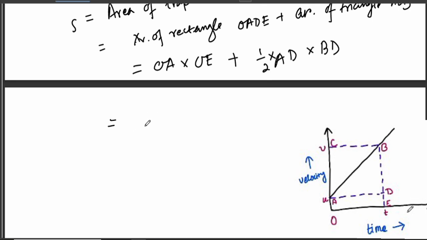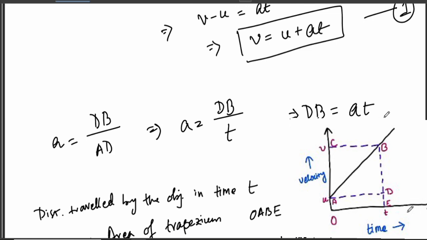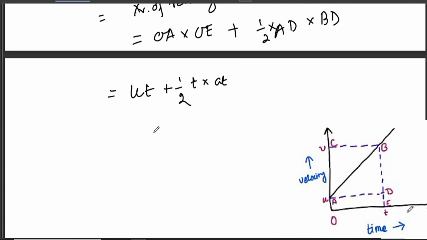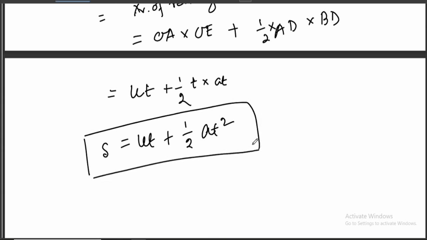So our OA was initial velocity u and OE was time t, plus half, AD is our t and BD is our at. So it will be s equals ut plus half at square. So this is our second equation of motion, s equals ut plus half at square. Now lastly we have to find v square equals u square plus 2as.